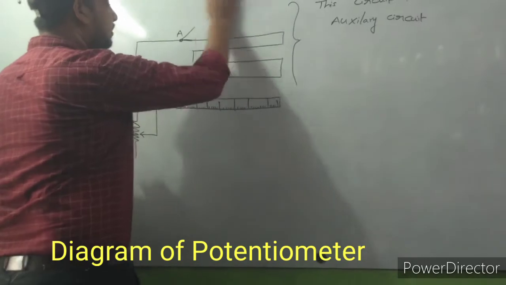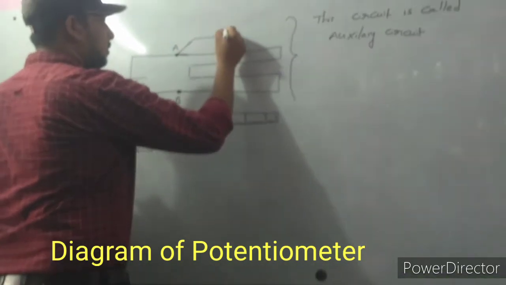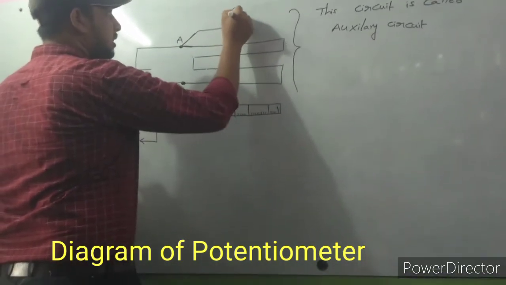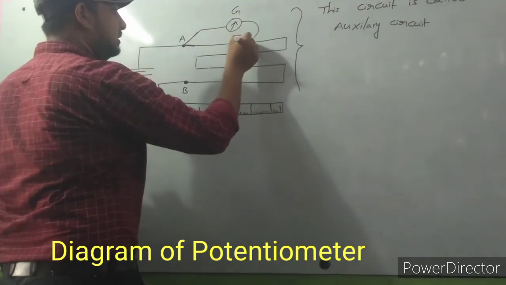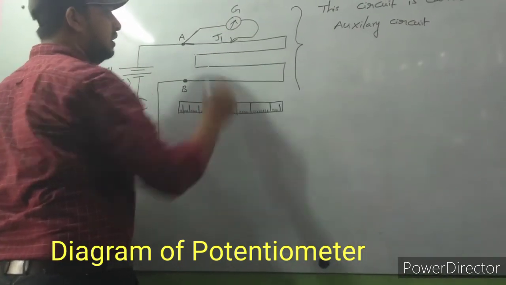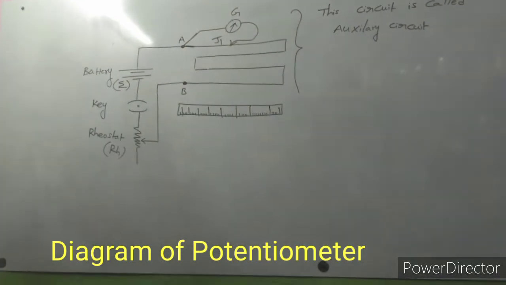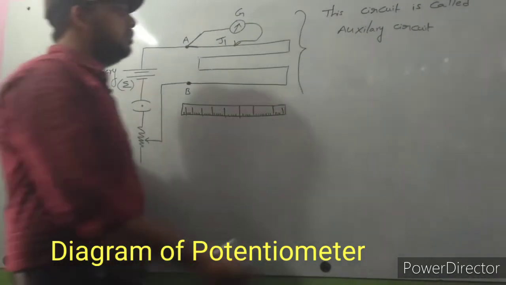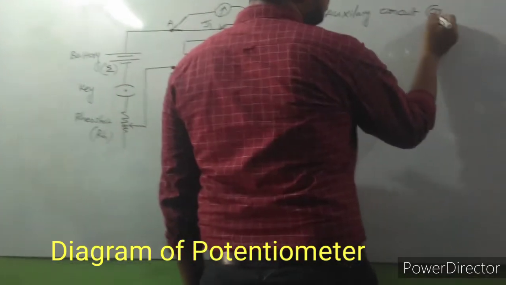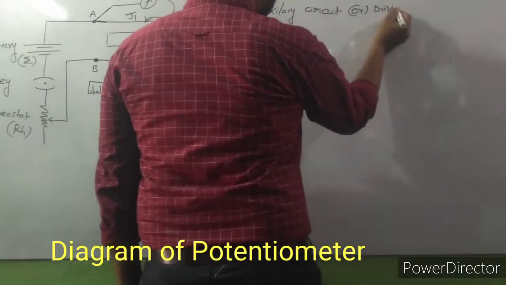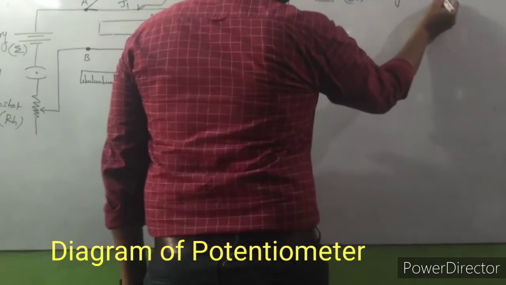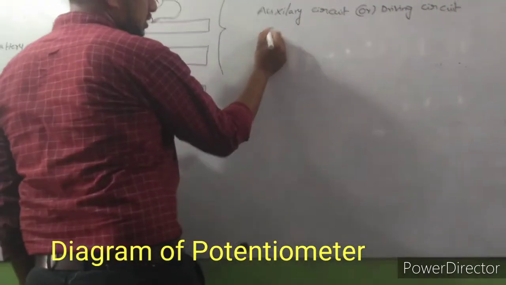It is connected to one galvanometer, G. This galvanometer is connected to a jockey key J1. What is this? This is the jockey key J1. Okay, this circuit is called the auxiliary circuit, or a driving circuit, or helping circuit.